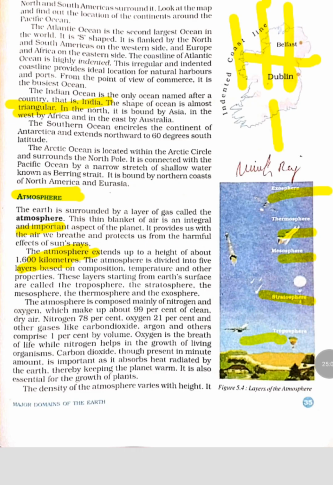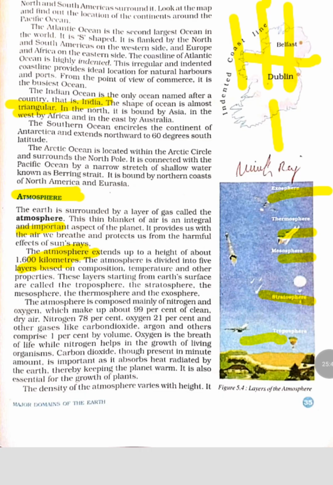The atmosphere is composed majorly of nitrogen and oxygen, which make up 99% of clean, dry air. Nitrogen is 78%, oxygen 21%, and other gases like CO2, argon, and others comprise 1% by volume. Oxygen is the breath of life, nitrogen helps in the growth of organisms, and carbon dioxide, though present in a minute amount, is important as it absorbs heat radiated by the earth, thereby keeping the planet warm. This is essential for the growth of life on the planet.